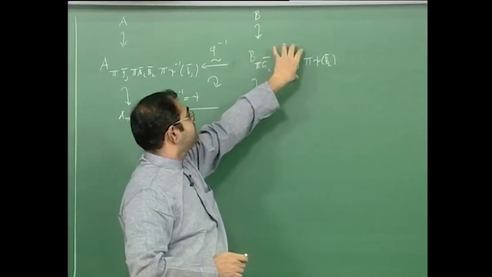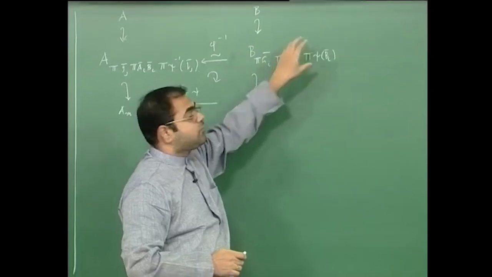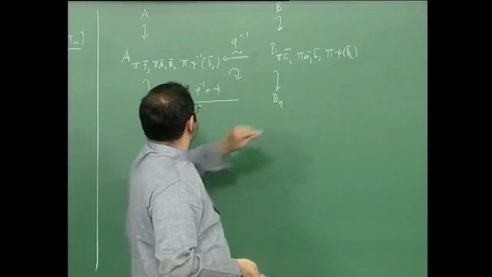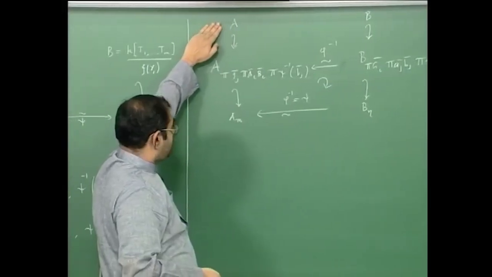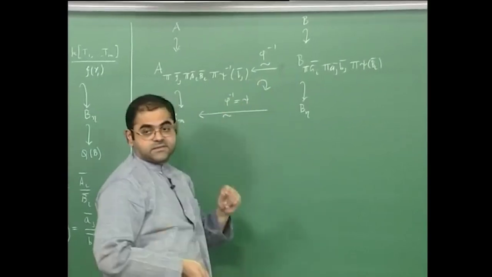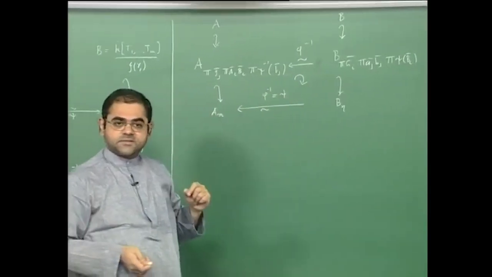So this is the affine coordinate ring of an affine open subset of y1, and this is the affine coordinate ring of the affine open subset of x1. And this isomorphism of affine coordinate rings gives an isomorphism between open subsets.